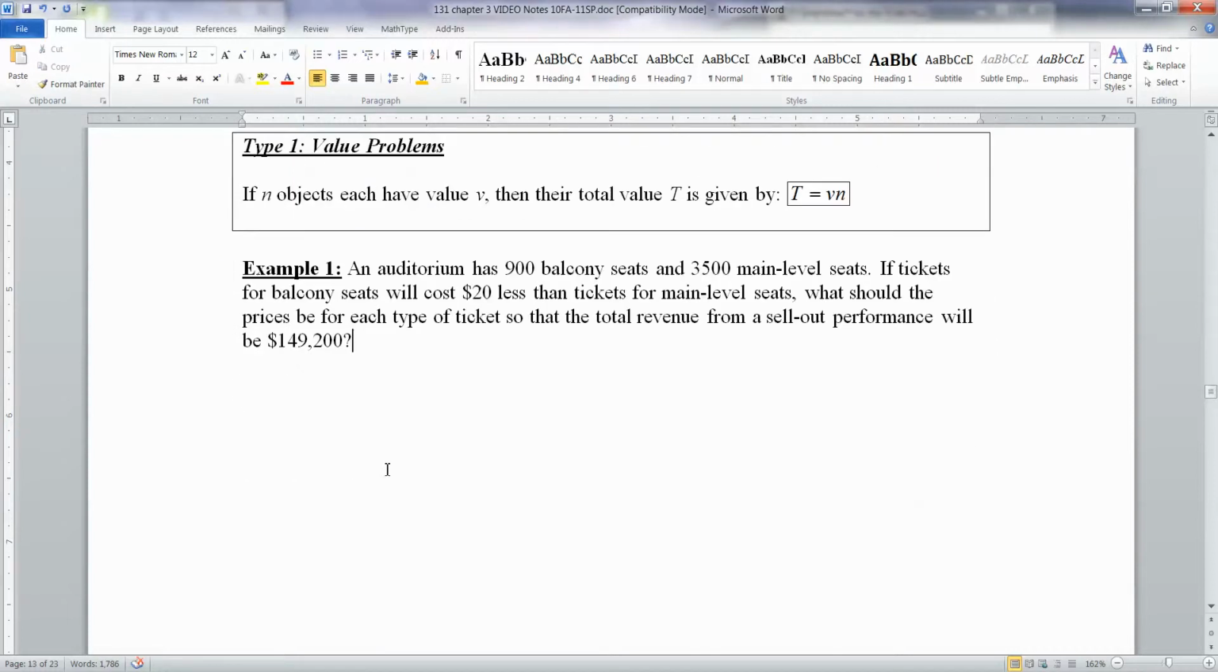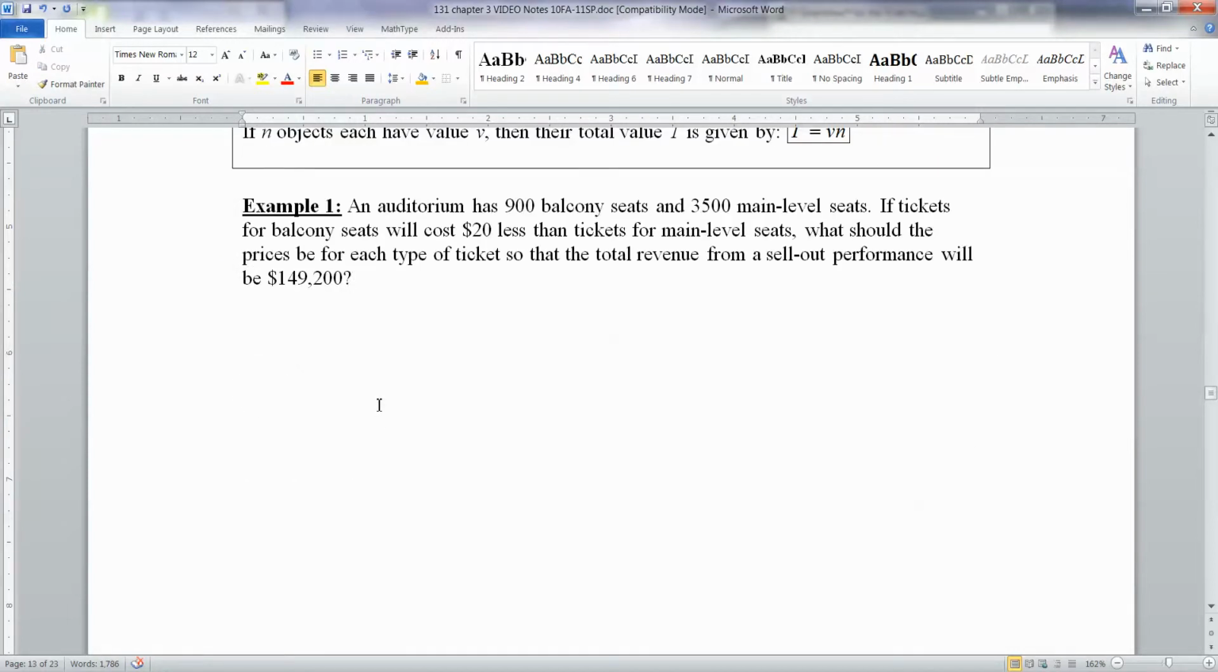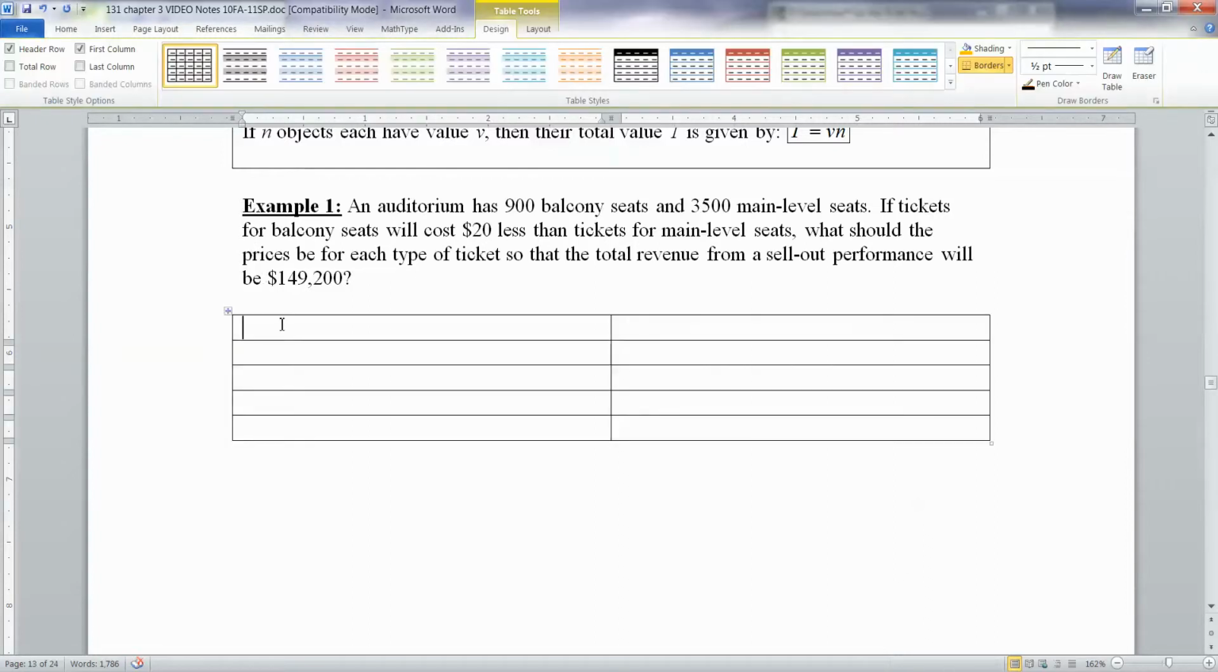All right, so let's read through this problem here. We have an auditorium. It has 900 balcony seats and 3,500 main level seats. If tickets for balcony seats will cost $20 less than tickets for main level seats, what should the prices be for each type of ticket so that the total revenue for a sellout performance will be $149,200? Oh, there's a lot going on. Okay, so hold on. There, let's make some tables here.